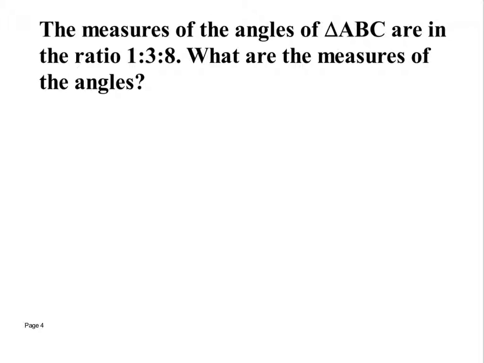So here's what I do. I set it up just like we've been doing: A plus B plus C gives me 180. Now I look at the first one, it says 1, so I'm just going to call it X. But be aware, they may not put 1 here. They may put something else. But it's just 1, so I'm just going to call it X.